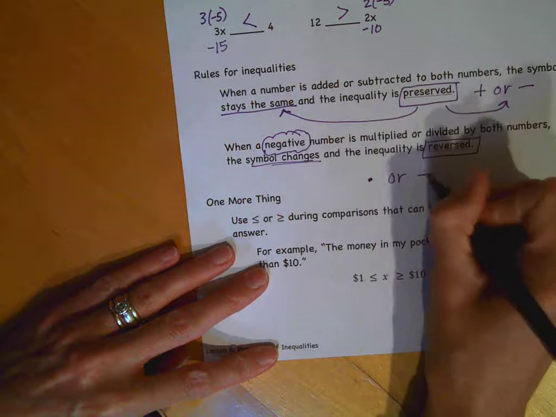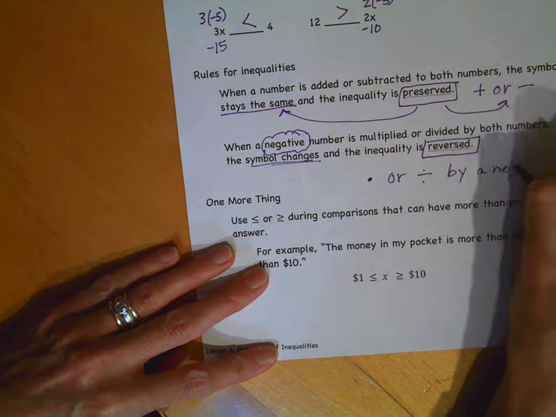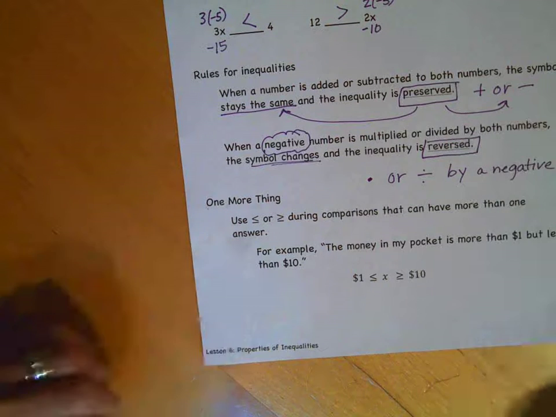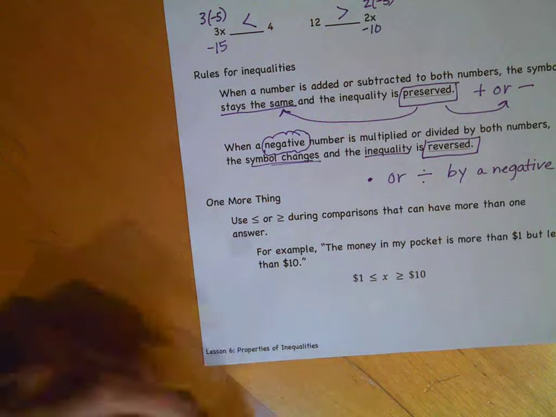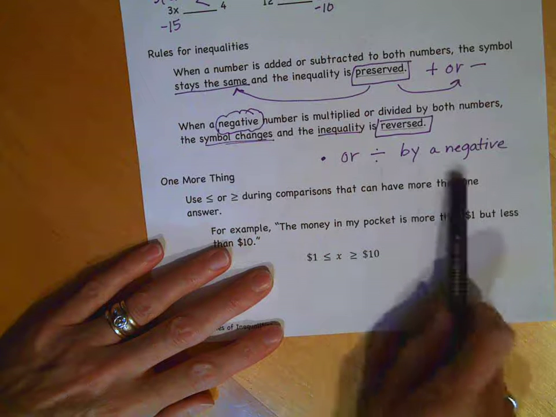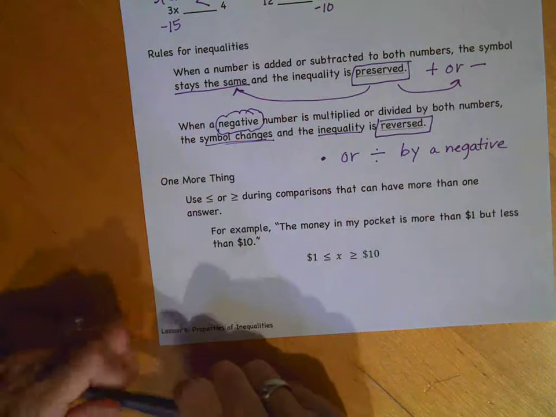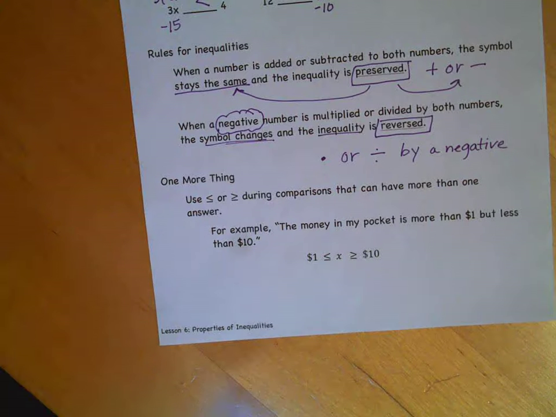So when you're multiplying or dividing by a negative, your inequality flips or is reversed. The inequality is reversed. It flips. So if it was less than, then it becomes greater than. If it was greater than, then it becomes less than. And that only happens when it's multiplied or divided by a negative. You have to remember that rule. Okay? All right, there's one other thing that you need to know to be successful with these practice problems.